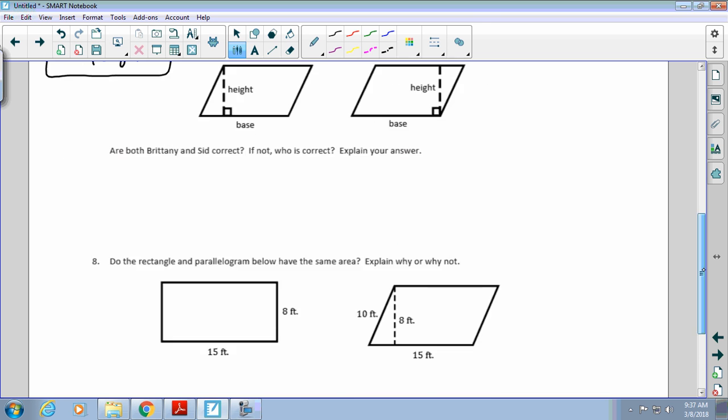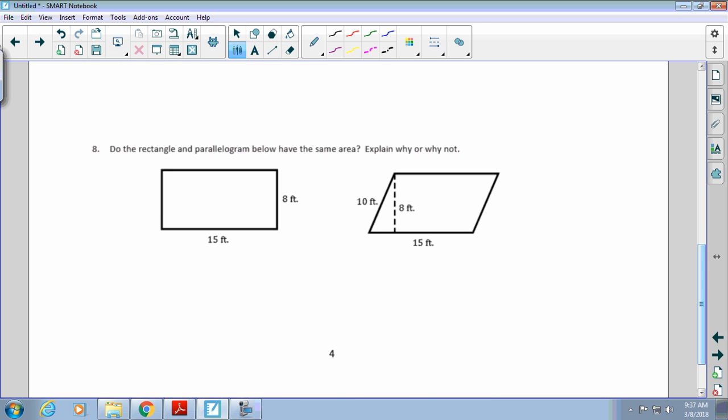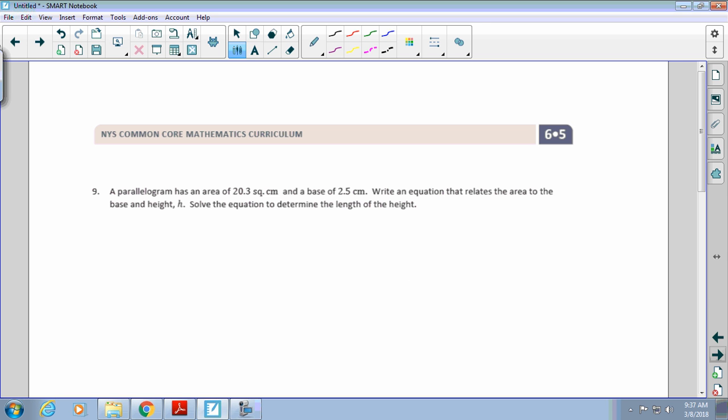Okay? And then down here, do the rectangle and the parallelogram have the same area? So how do we find the area of a rectangle? Well, when it's a rectangle, it's going to be length times width, right? Because our width is essentially our height. So in here, we're going to use base times height. All right, so that's your homework. Then you have one more on the next page. You're going to actually find those areas first. And this one has decimals, all right? But you're doing the same thing that we did before, where they give you the area, they give you the base. You've got to find the height.